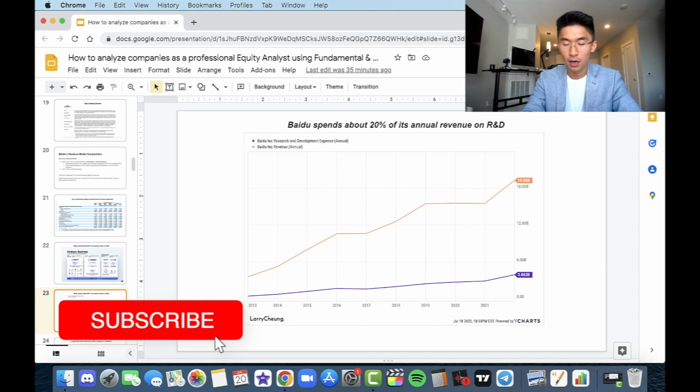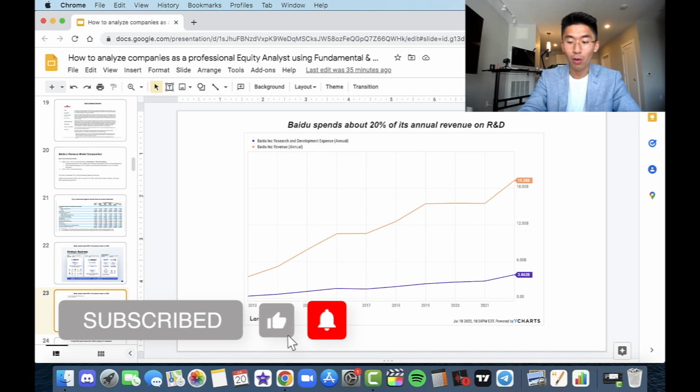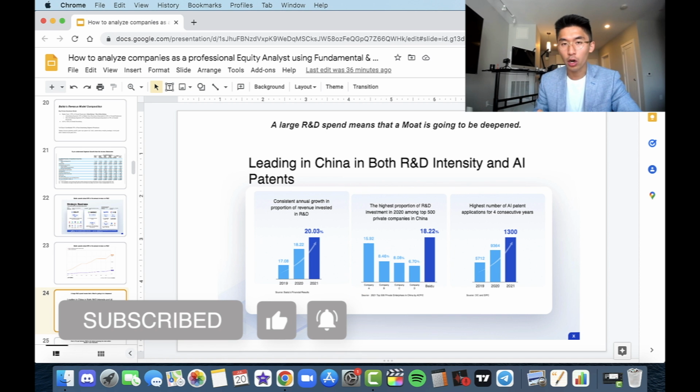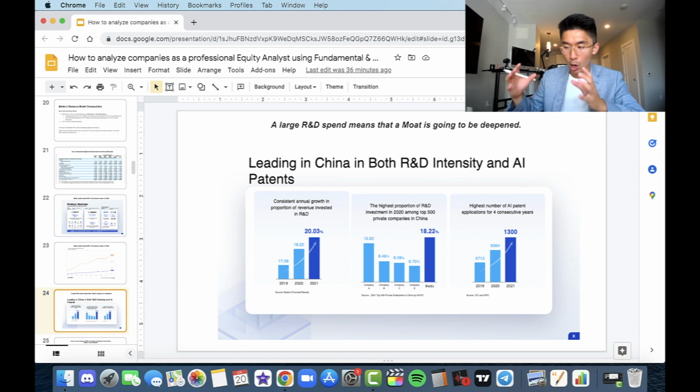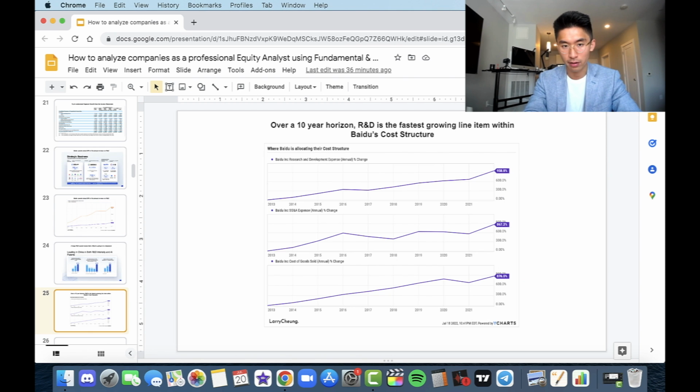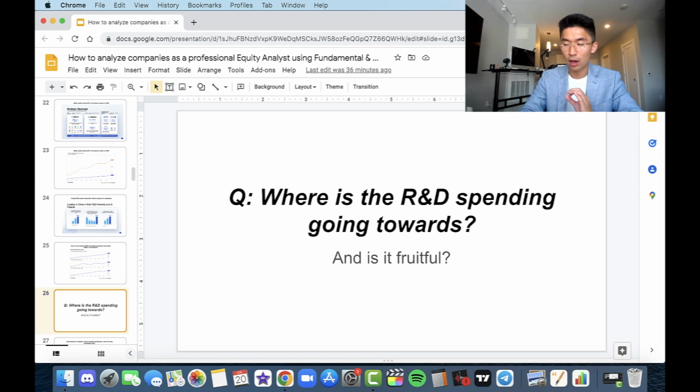We can see here that as revenue has grown, so has research and development, and a large R&D spend means that a moat is going to eventually be deepened if they have expertise in that area. And over a 10-year horizon, we can see that research and development is the fastest growing line item within Baidu's cost structure, outpacing SG&A and also outpacing the cost of goods sold. And the question that all fundamental equity analysts should ask is, where is the R&D spending going towards? And more importantly, is it fruitful?